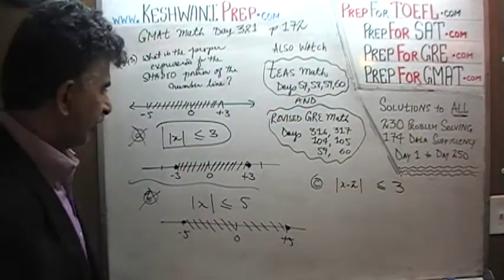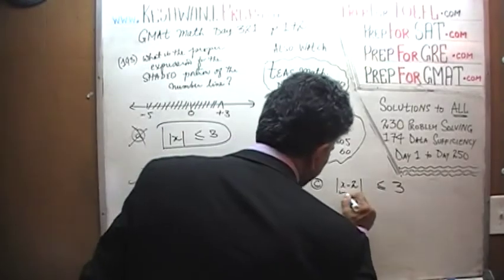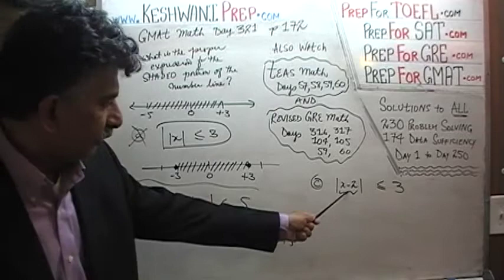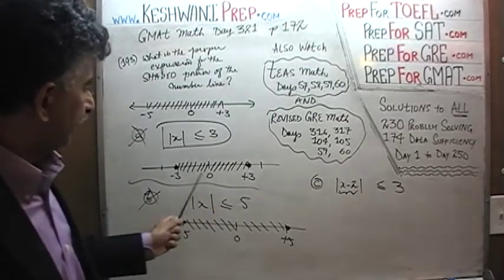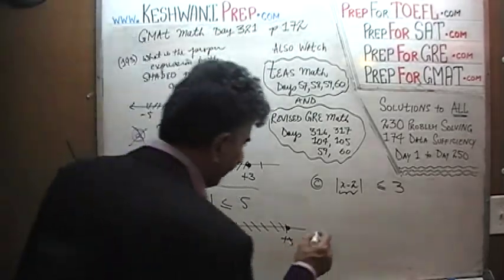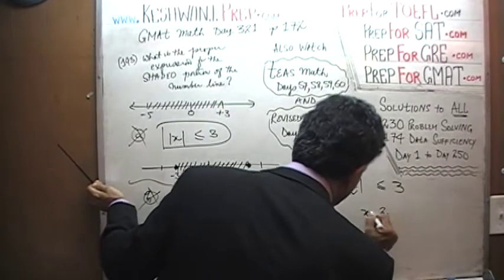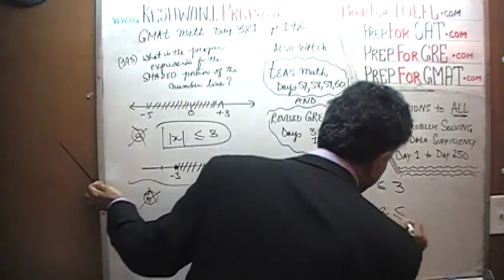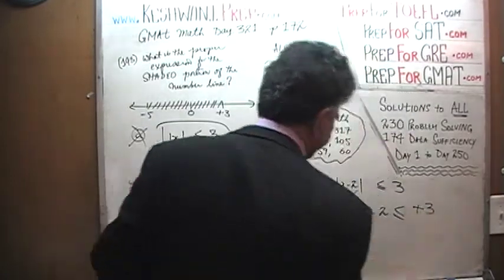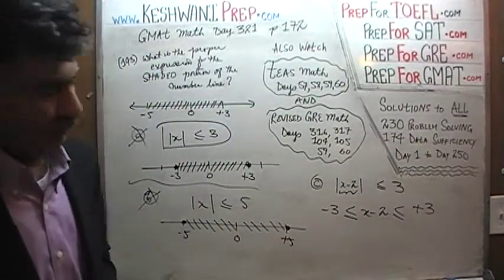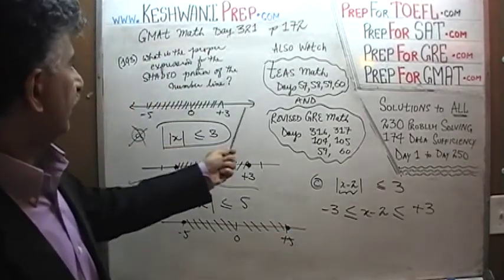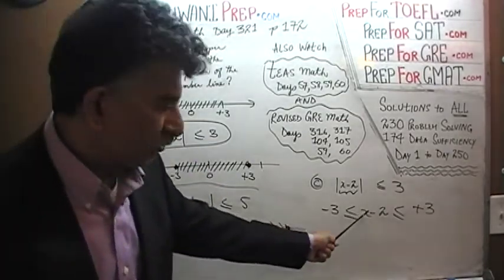But the exact same situation: whatever quantity we see in the absolute value sign, that quantity has to lie between negative 3 and positive 3. So that tells us that x minus 2 has to be greater than or equal to negative 3, or it has to be less than or equal to positive 3. That's what C tells us. But that's not enough. We are interested in x. What is shown here is the value of x. So we have to solve for x.